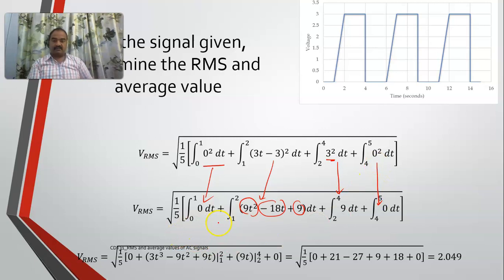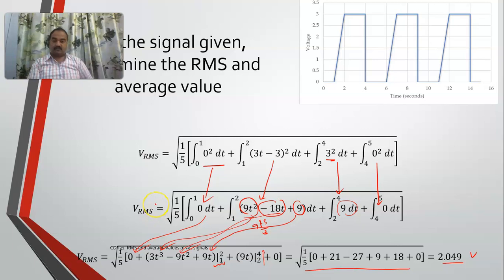So now when we start to integrate it, 0 remains 0, so I'll leave it as 0, whereas 9t square becomes 9t cube by 3, which is 3t cube minus 9t square plus 9t, where t varies from 1 to 2. And here again it is 9t, where t varies from 2 to 4. So when I substitute these values, I'll be getting a final value of 2.049 volts.